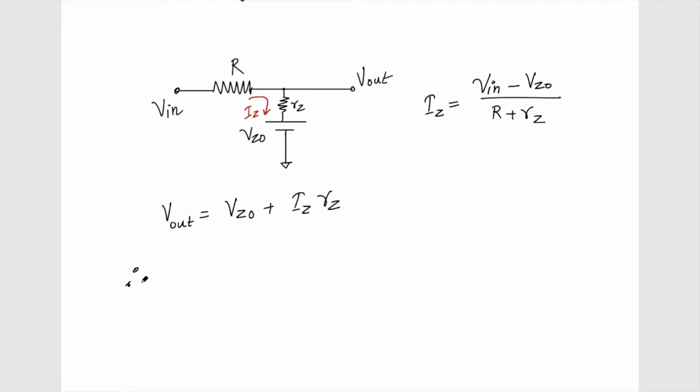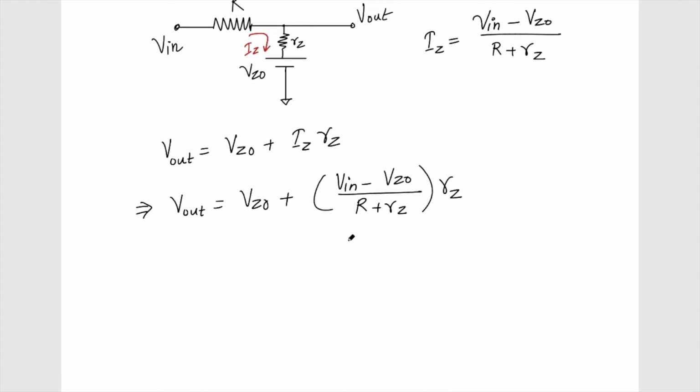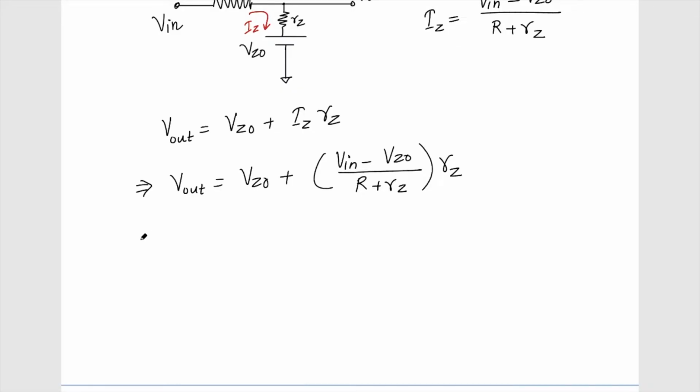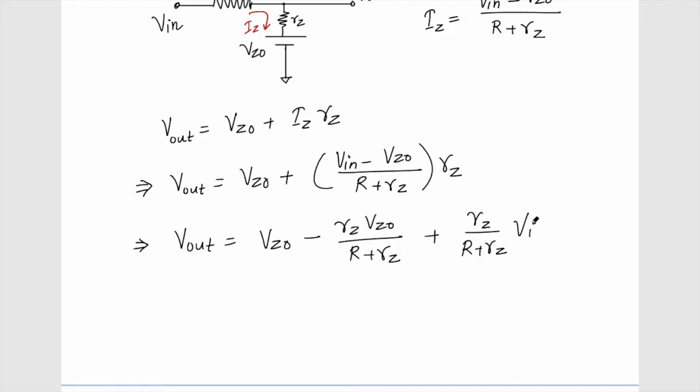So this implies my V out will be equal to VZ0 plus, substituting this IZ as V in minus VZ0 by R plus RZ, times RZ. So this implies my V out will be equal to VZ0 minus Rz VZ0 by R plus Rz plus Rz by R plus Rz times V in.